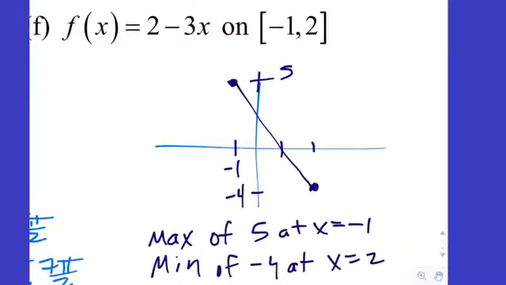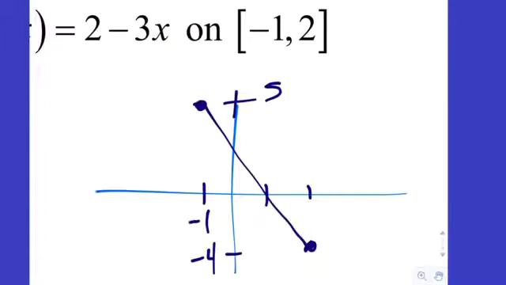What if I did the open interval from -1 to 2 and I didn't include the endpoints? What if those were both open? Would it have a max or a min? It would be neither. Yeah.